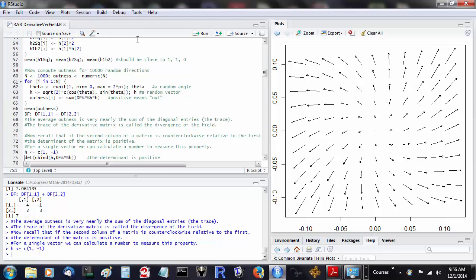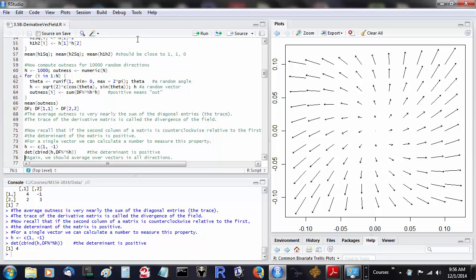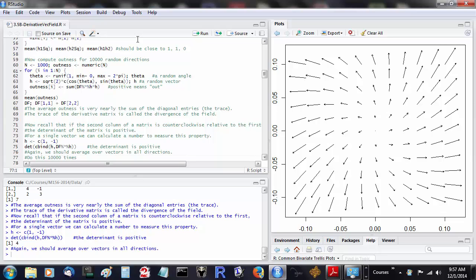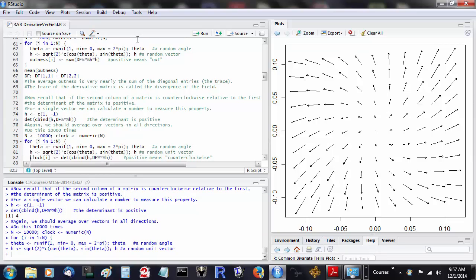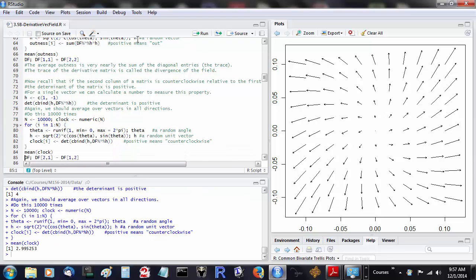Make a matrix whose first column is our increment h, whose second column is our result df acting on h, and in this case it turned out to be positive. But one vector doesn't prove anything. We again have to average over all directions. So I will do this using exactly the same code 10,000 times. The only change is that what I'm doing now is calculating the determinant of the matrix whose first column is the increment h, whose second column is df acting on h. And when I average that up, I get something that's very close to 3.